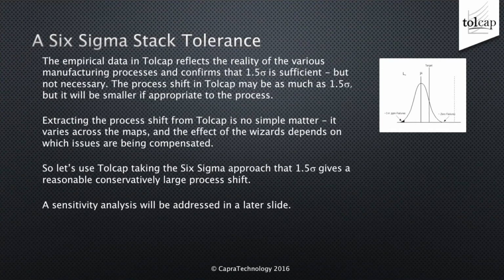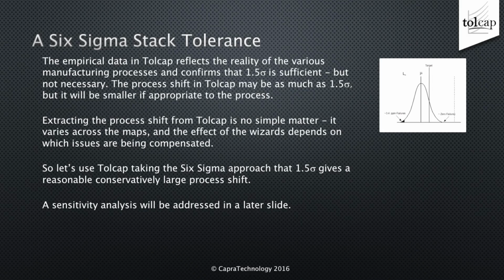The empirical data in Tolcap reflects the reality of the various manufacturing processes and confirms that 1.5 sigma is sufficient, but not always necessary. The process shift in Tolcap may be as much as 1.5 sigma, but it will be smaller if appropriate to the process. Extracting the process shift from Tolcap is no simple matter. It varies across the maps, and the effect of the wizards depends on which issues are being compensated. Allowing for a different material will most probably have a very different effect from compensating for difficult geometry.